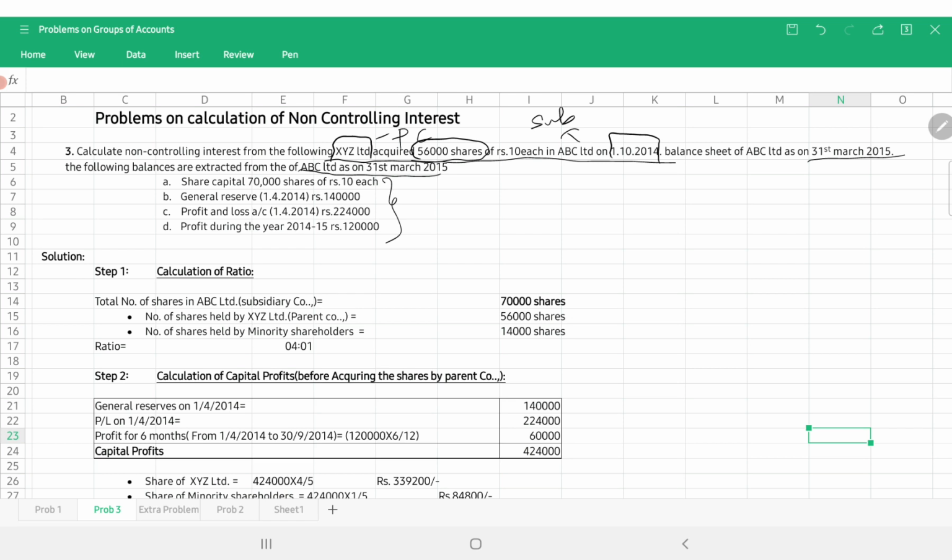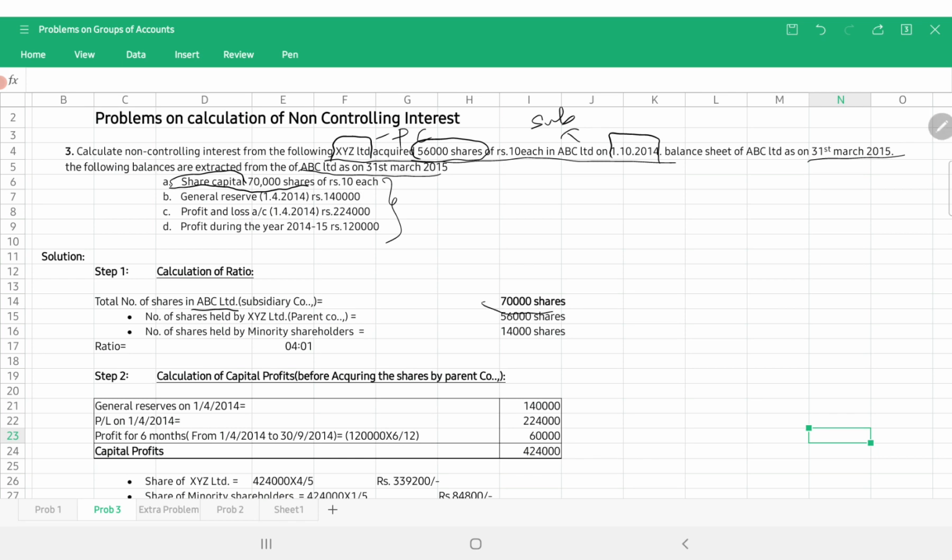So first we calculate the ratio, then later the capital profit and revenue profit, then the non-controlling interest. For the calculation of the ratio, first we need to ascertain the number of shares held in the subsidiary company. Here the subsidiary company is ABC Limited. To know the number of shares, you can see the share capital. The share capital of ABC Limited is 70,000 shares, which were issued by the subsidiary company.